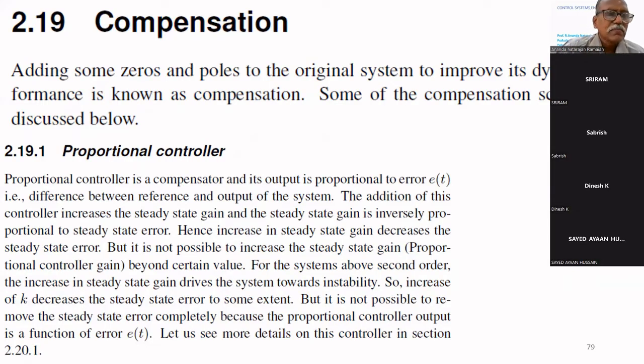Compensation means adding some zeros and poles to the original system to improve its dynamic performance. That is called compensation. Already we have seen the proportional controller. That is one of the compensations.